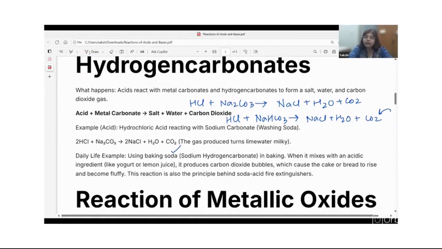Okay. So how do we know that carbon dioxide gas is released? Like for hydrogen gas, the confirmatory test was the pop sound test. Here, when the carbon dioxide gas is passed, we collect it and we pass it through a test tube containing lime water, right? So the test tube containing lime water turns milky. So that is the test for the presence of carbon dioxide.